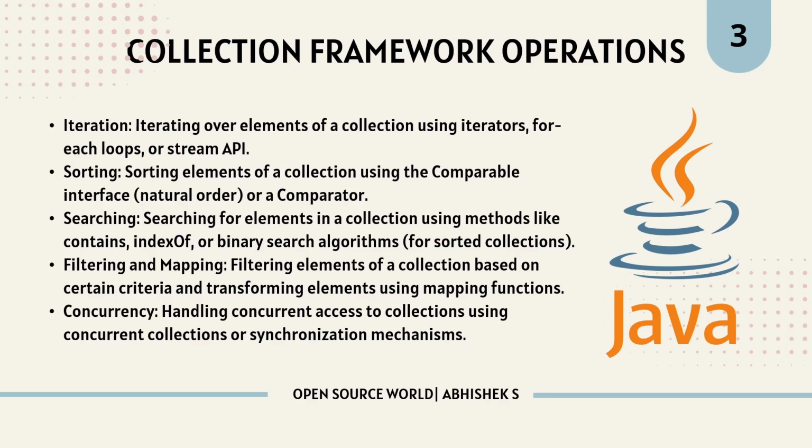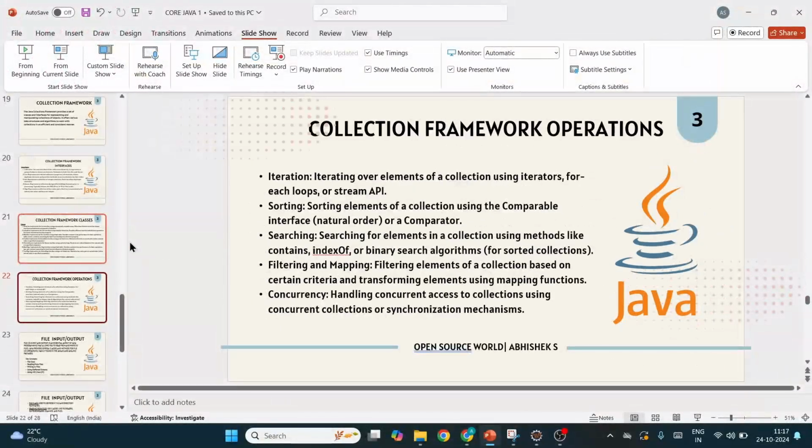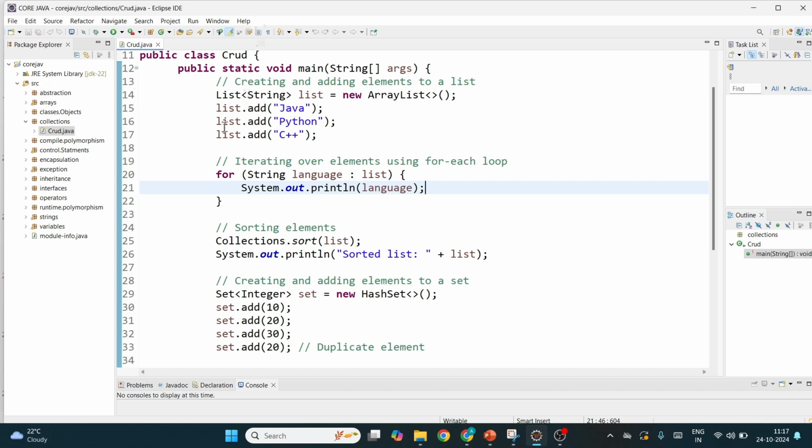For example, let's say there are thousands of records present and we need to filter out 10 records. Surely we can do that using the collection framework. And mapping, we can also map data here. I will explain the mapping concept in detail in coming videos. And concurrency, as I told, we can handle concurrent access here. There are pre-built concurrency mechanisms which I will be explaining in further videos. So let's get our hands dirty with the coding here.